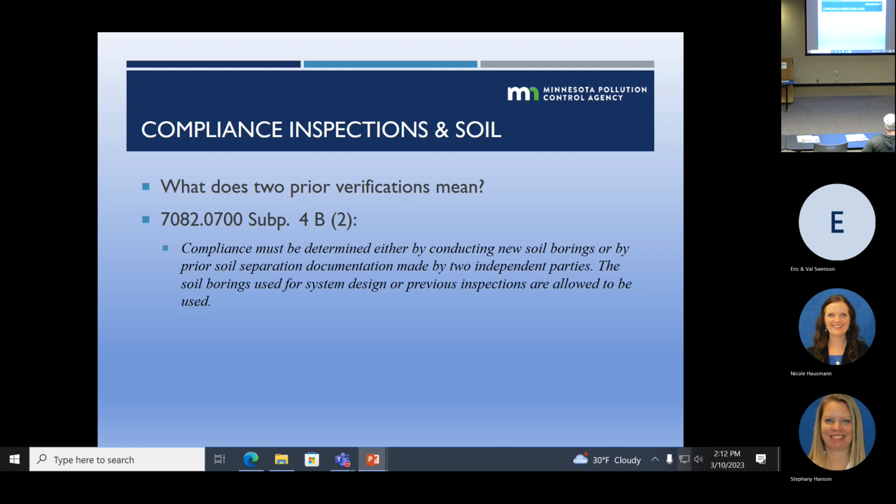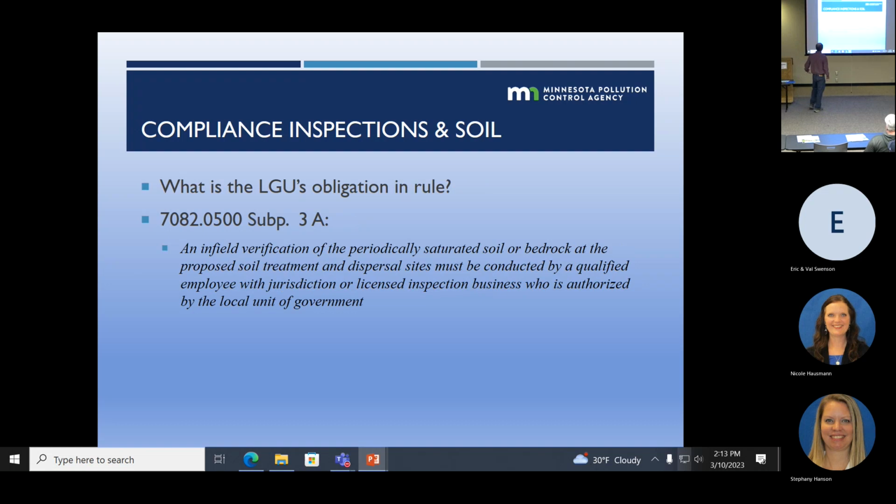So that's where when we talk about the county's work, am I going to use that? How you're able to use that is if it's a previous inspection and it has the soil borings. In case you're wondering, I have some inside info. Crow Wing County doesn't. Okay? So priors using the LGU's work, the county's, is not an option if it doesn't have that.